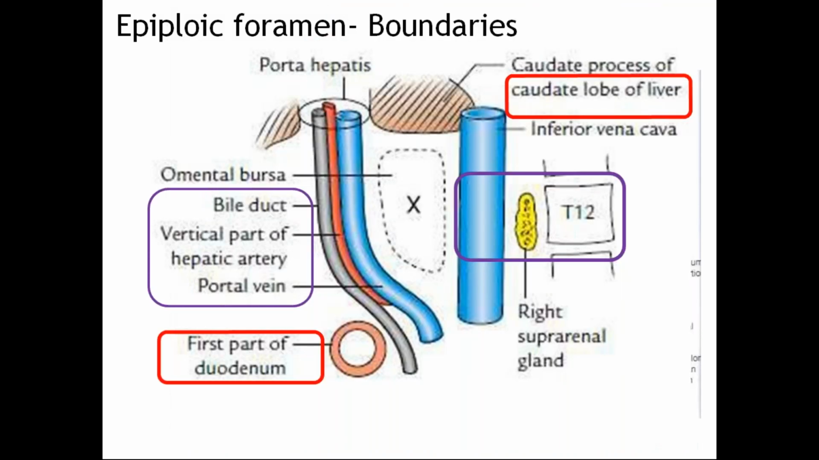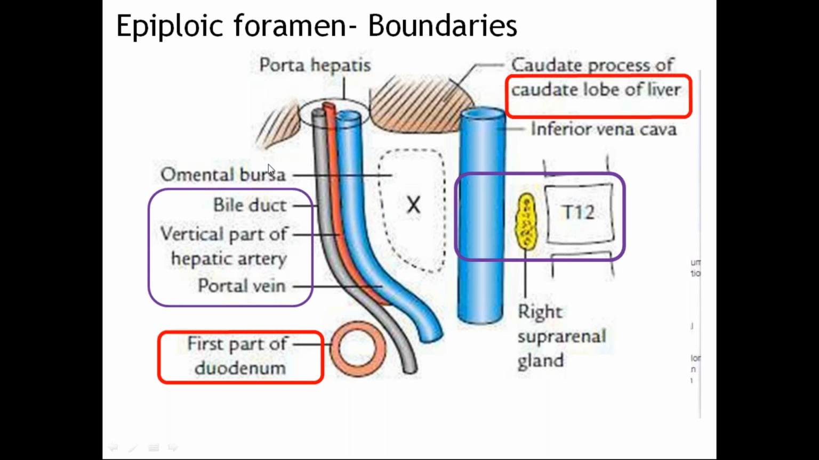Now see the schematic diagram of the epiploic foramen boundaries. First understand the diagram. So this is the porta hepatis. This is the right free margin of the lesser omentum, which has three contents: bile duct, hepatic artery, and portal vein. Below this you will have the first part of the duodenum, and here is the caudate lobe of the liver with the caudate process, and behind this you can see the inferior vena cava, right suprarenal gland, and T12 vertebra.